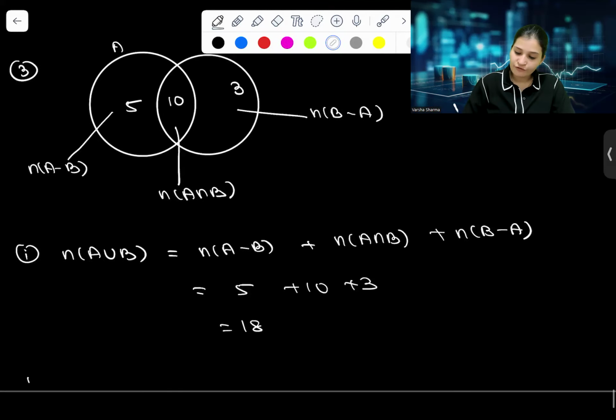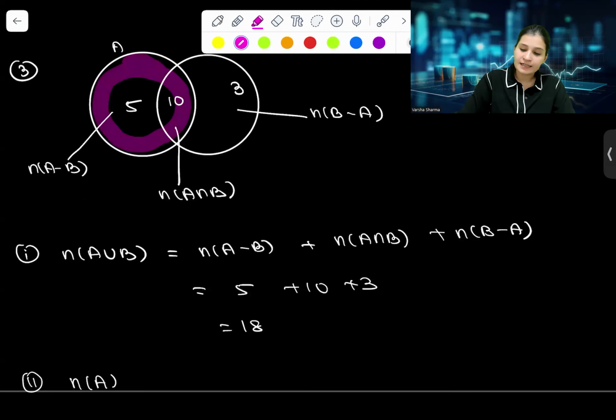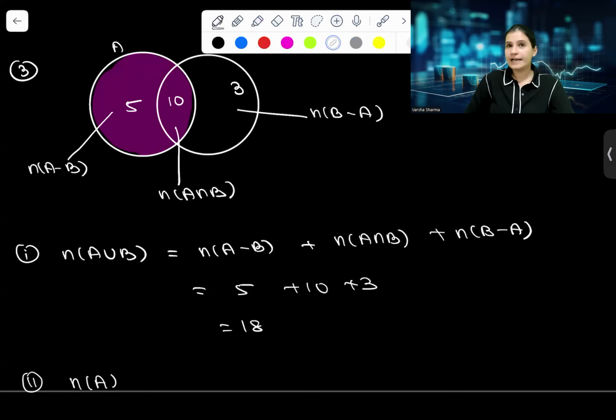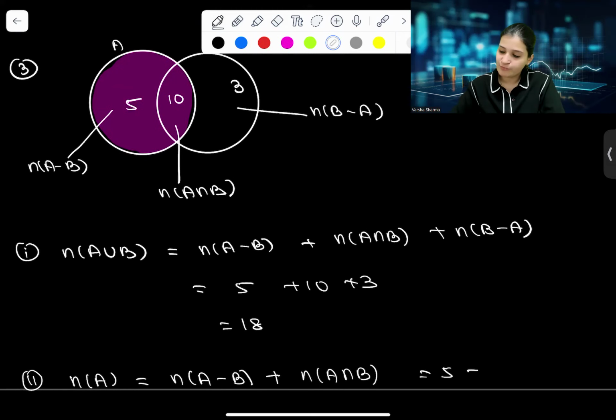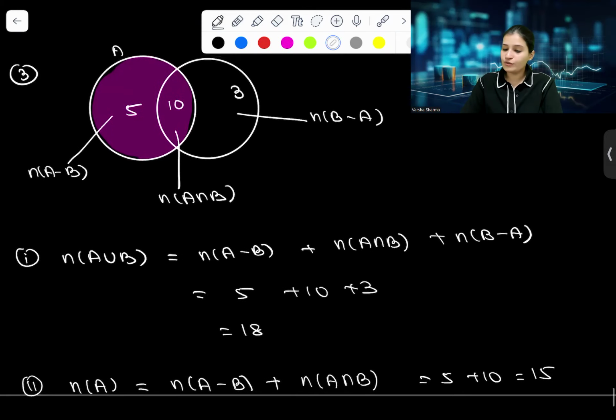Then, second, n of A, number of elements in A. A is this entire circle. So if I want A, what will be the answer? 15, right? But I have to write it in the form of a formula. What should I write? Cardinality of A minus B plus A intersection B. Understood? A minus B is the only A part, moon part. A intersection B is the lens part. If you add them, we get the entire circle A, right? So this becomes 5 plus 10, 15. Any doubts?